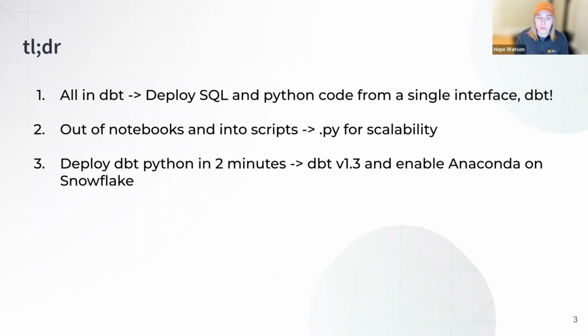The third thing that we'll be doing is showing how easy it is to deploy dbt Python. It takes about 2 minutes, even less than that. So we just need to make sure that we're on dbt version 1.3. And to get all the amazing packages, we're going to make sure that we've got Anaconda set up on Snowflake.